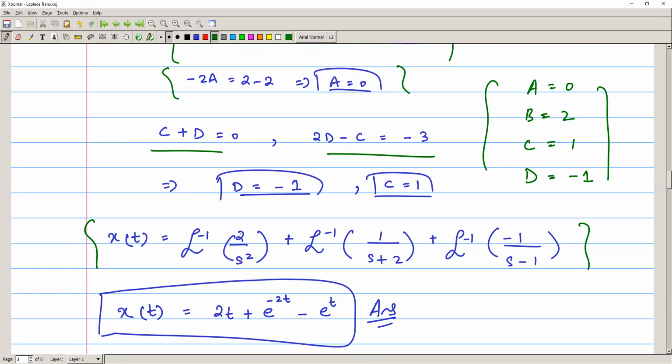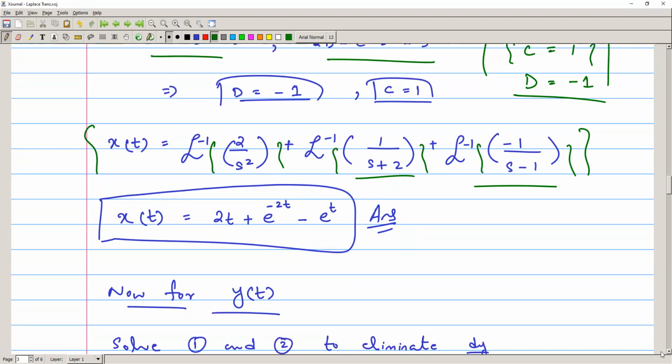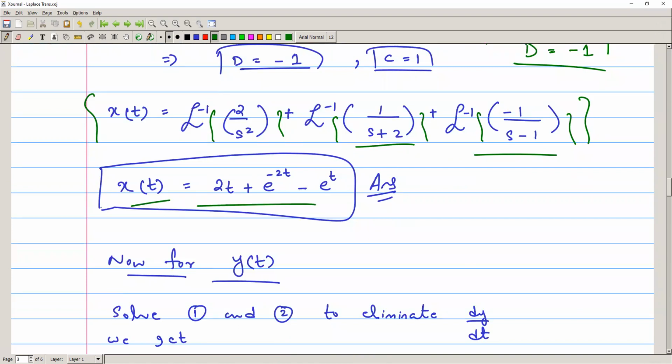Now we said that it's a over s plus b over s squared. Therefore, a is 0, so it will be b over s squared. b is 2, so 2 over s squared, plus c over s plus 2, and c is 1, so it's 1 over s plus 2. Then d over s minus 1, and d is negative 1, so here it's negative 1 over s minus 1. Now it's easy to apply the inverse transform because these are elementary functions, so we easily get the solution for x of t.